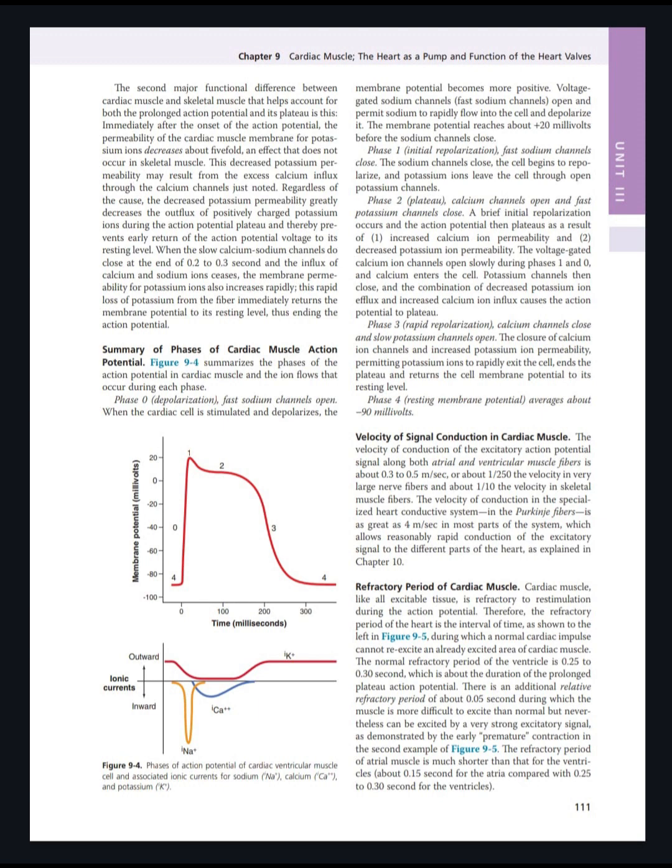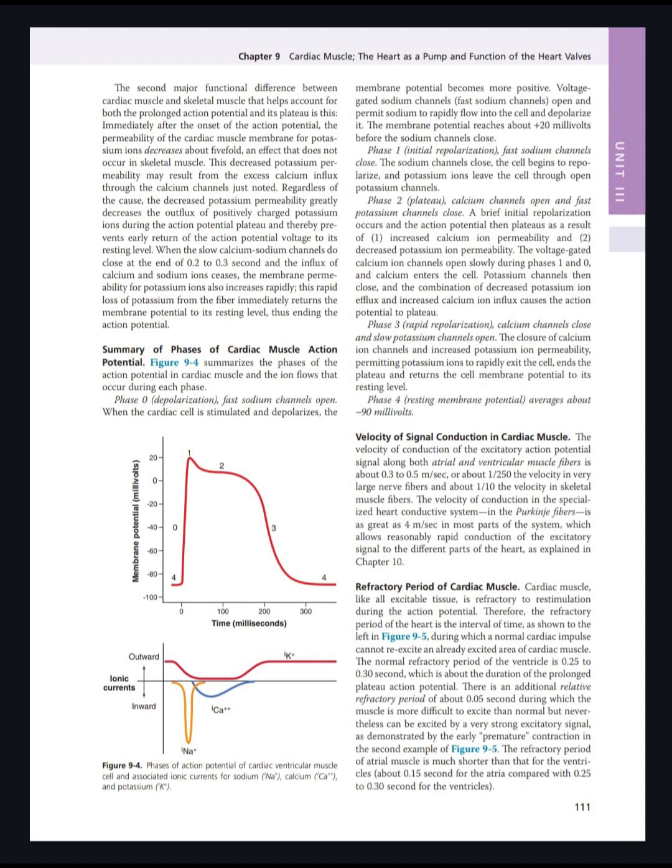Highlight till here. Now come to page number 111 and highlight the last paragraph, that is, refractory period of cardiac muscle. Cardiac muscle, like all excitable tissue, is refractory to restimulation during the action potential. Therefore, the refractory period of the heart is the interval of time during which a normal cardiac impulse cannot re-excite an already excited area of cardiac muscle.